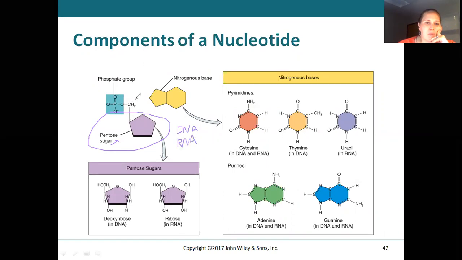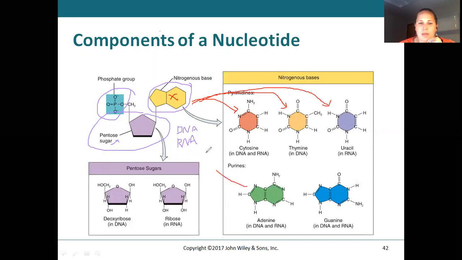And then part of that backbone is you have a phosphate group attached to it on one side, and on the other side you have what's called a nitrogenous base. And this nitrogenous base is going to change depending on the identity of that stretch of DNA. So you can have cytosine, thymine, or uracil that get added as a nitrogenous base. We'll just call this X, and X can be either one of these things, or X can be adenine or guanine.